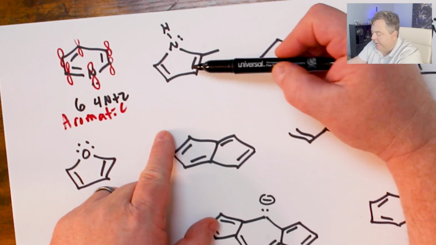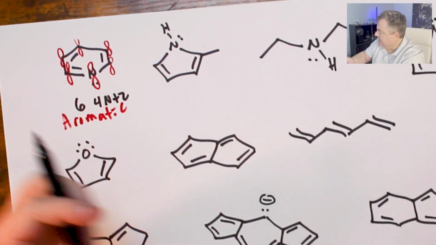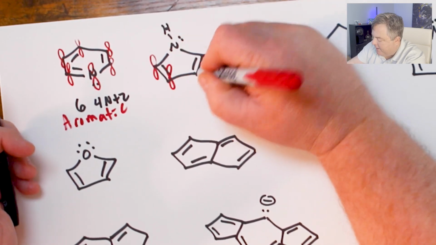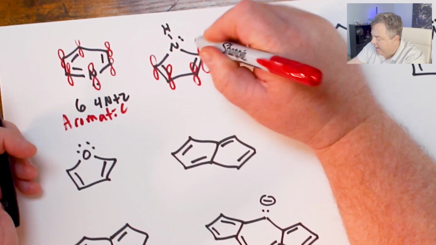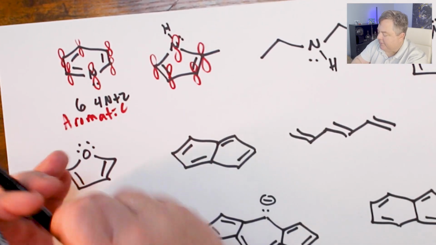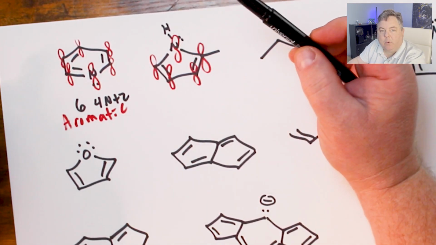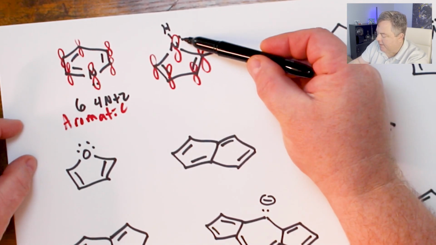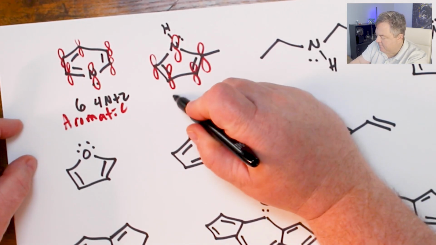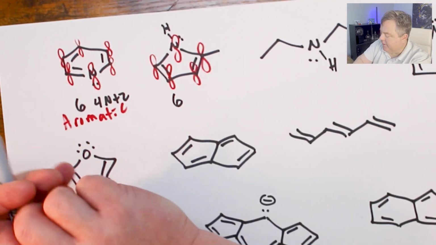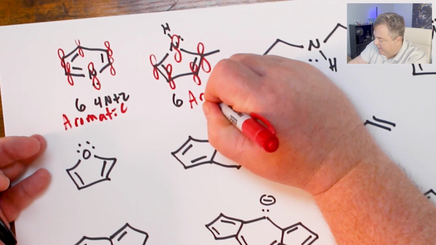This one, is it a ring? Yes. Is it conjugated all the way around? It is. There's that pi bond. There's that pi bond. And here we have a lone pair on that nitrogen. So these 2 electrons can be in that p orbital of the nitrogen. So I have 2, 4, 6 electrons. That's 4 times 1 plus 2, 4n plus 2. So this is also aromatic.